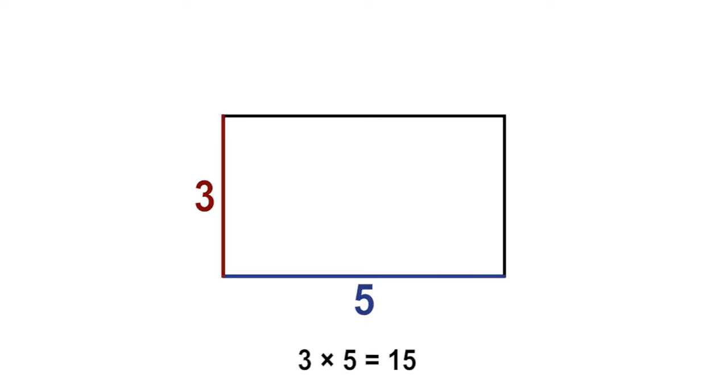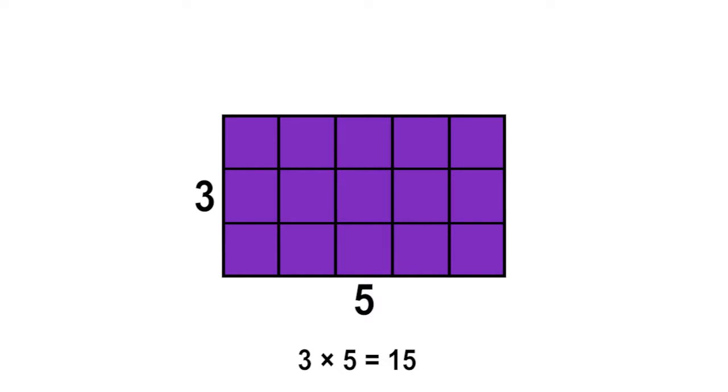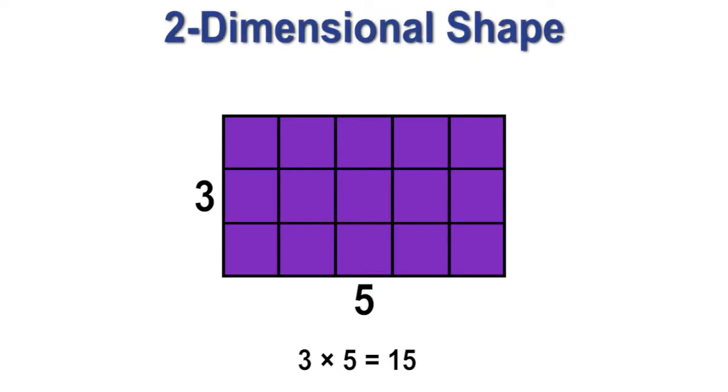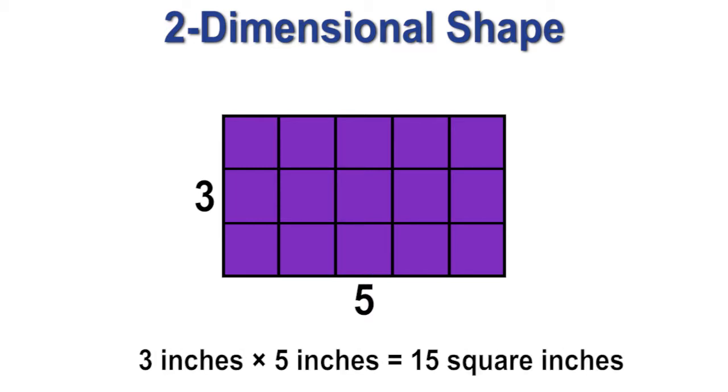While the 3 and 5 represent linear measurements, meaning that they represent a line, the 15 represents squares. Because the 15 represents two dimensions multiplied together, the rectangle is referred to as a two-dimensional shape. We would label this problem 3 inches times 5 inches equals 15 square inches. The product 15 square inches can be written with an exponent of 2. The 2 is the exponent that represents one of the squares inside the rectangle.